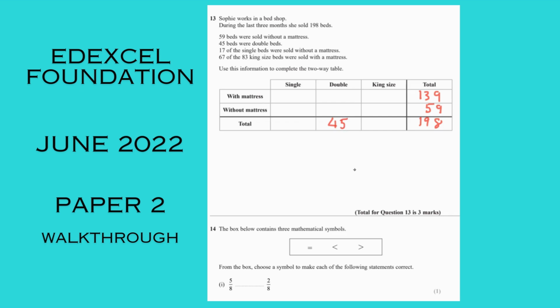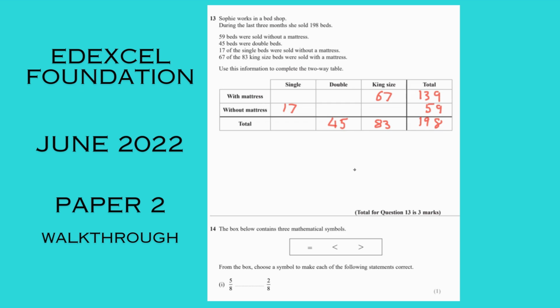Yet 17 of the single beds were sold without a mattress. Again, there's 2 blanks in the row and column. Not a lot we can do there. 67 of the 83 were king-size beds were sold with a mattress.